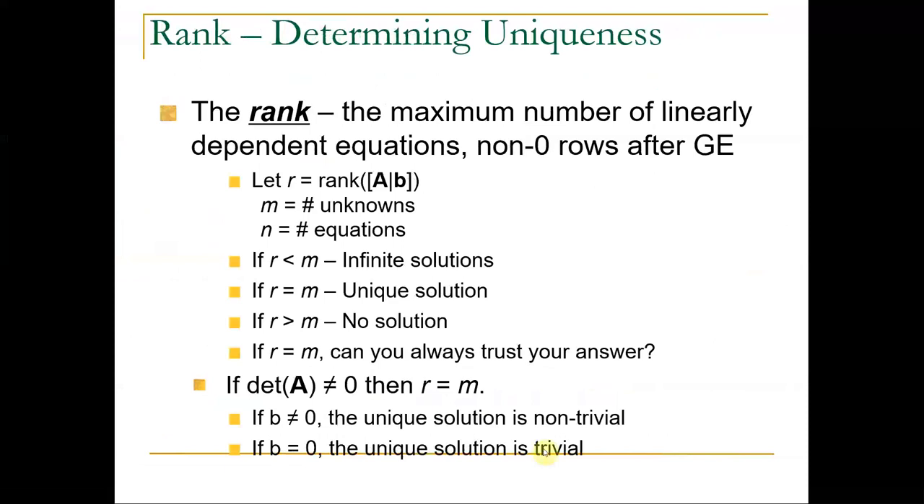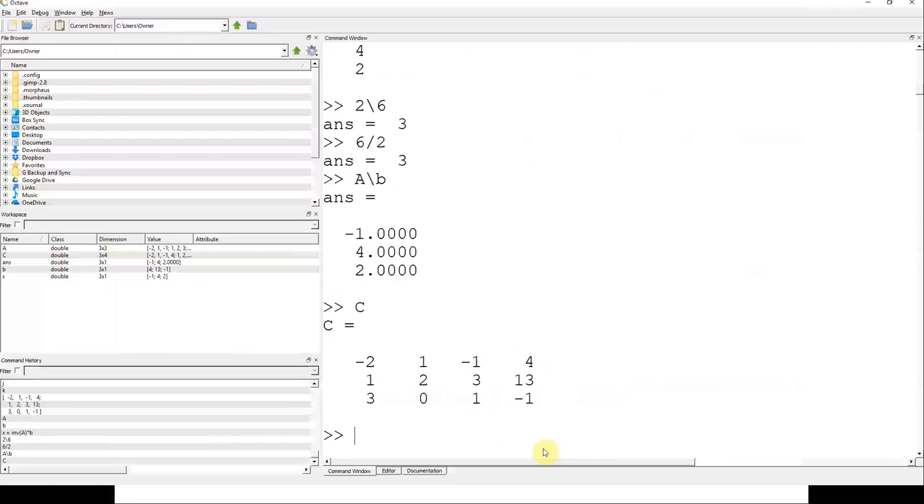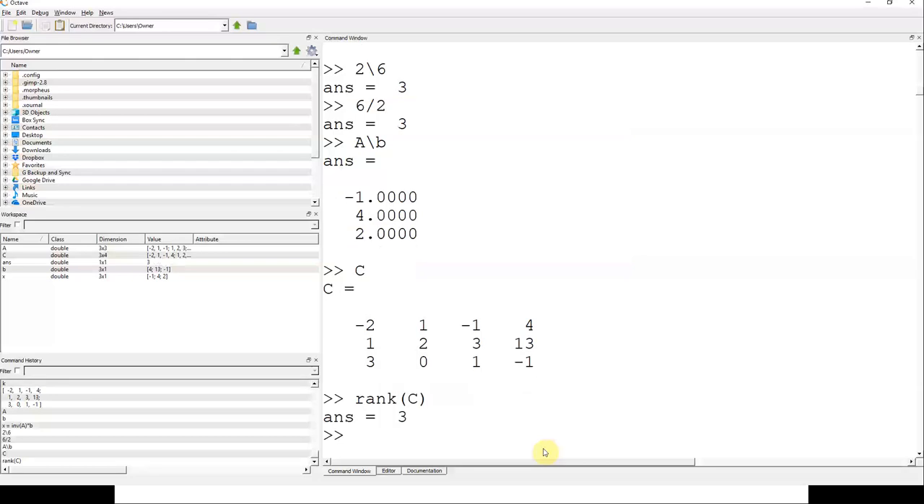Alright, so the next thing about this is rank. So I had defined something called C, and I said there's something called rank. So let's say rank C. Rank C is 3. What does that mean?